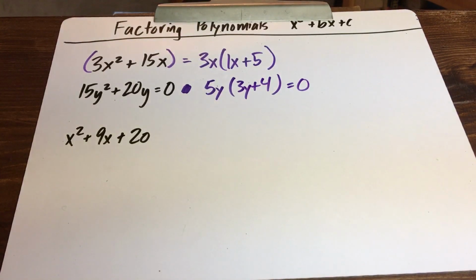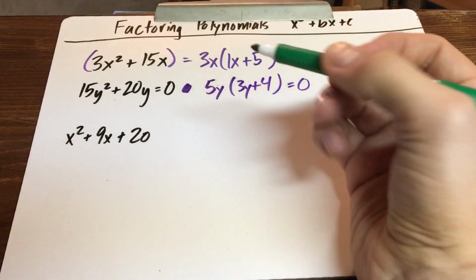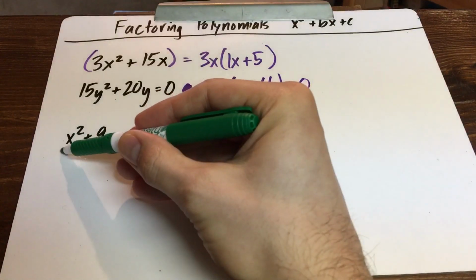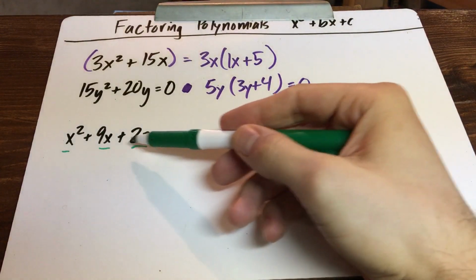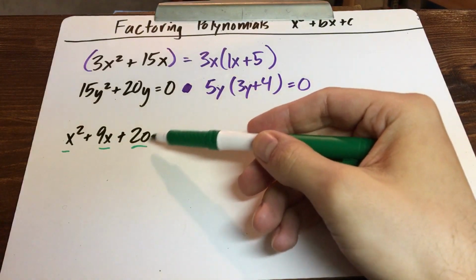Now, here's the problem, though. What if there is no greatest common factor, right? Like if you look at this, I have a trinomial, but it's not like there's anything in common with all three terms, right? Do they all have x's in them? No, I mean, these two have x's, but this doesn't have an x in it.